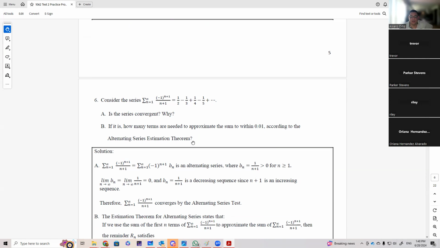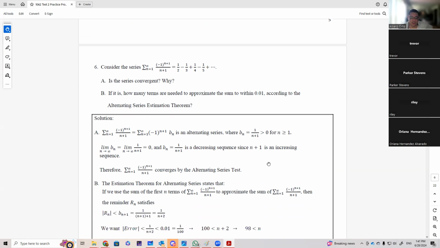And so there's a lot of different ways of showing that it's decreasing. You can use the derivative of the function. You can use the comparison between the a_{n+1} and the term a_n. And so with that, you can show that this is going to be converging by the alternating series test.